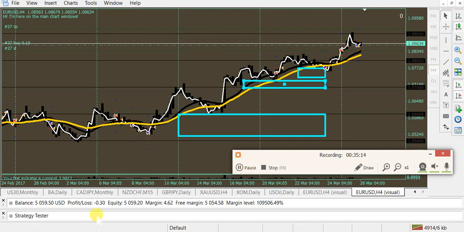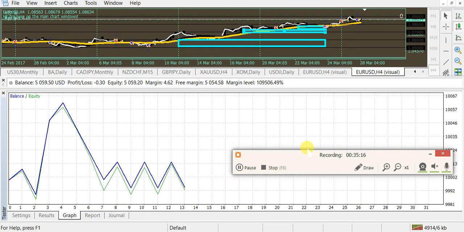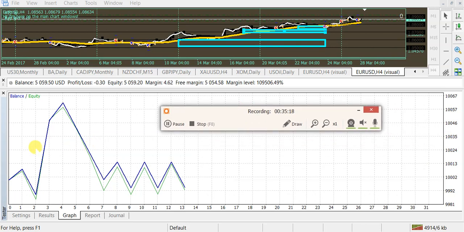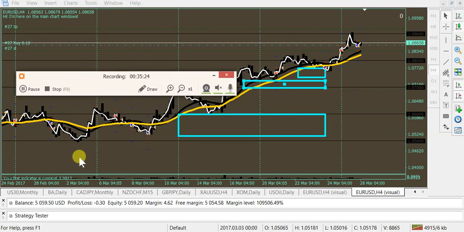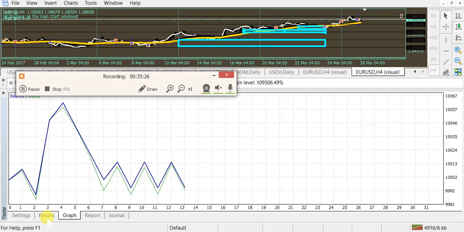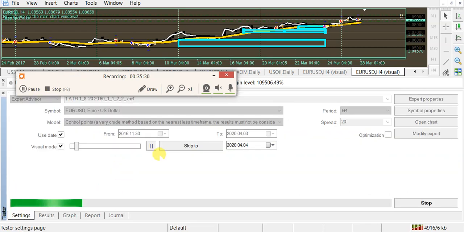Let me speed up this Holy Grail system I built. Look at this thing treading water. This poor ATR system. No, it does make money. I swear to God it does. Let me speed it up here. So, let me speed up the system. Don't make fun of our trading systems here.